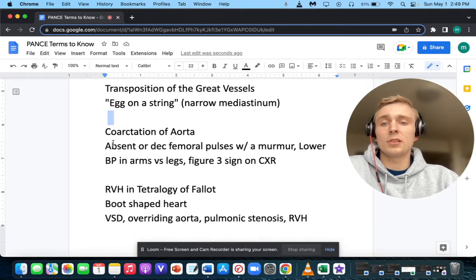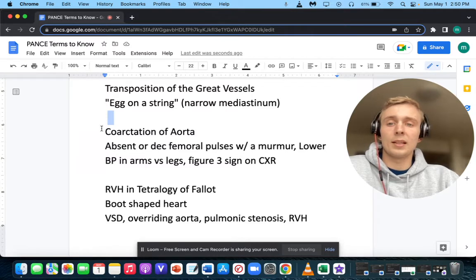How about absent or decreased femoral pulses with a murmur, lower blood pressure in arms versus the legs, and also a figure 3 sign on chest x-ray? So figure 3 sign on chest x-ray, lower blood pressure in the arms versus the legs, and an absent or decreased femoral pulse with a murmur. That's coarctation of the aorta. So very important, coarctation of the aorta.